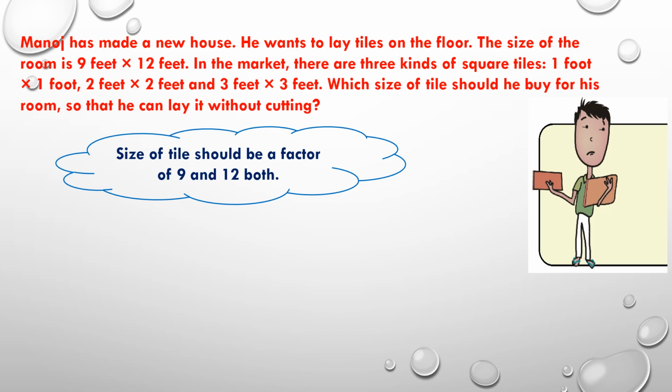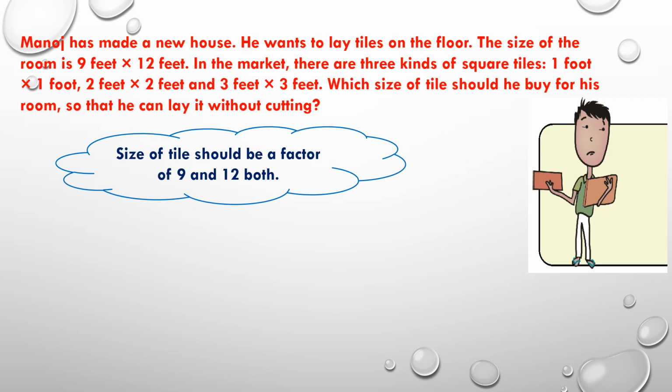As we can see, 1 is a factor of 9 and also of 12. So he can purchase the 1 foot into 1 foot tile. 2 is a factor of 12, but 2 is not a factor of 9. So he cannot purchase this tile. If he purchases it, he has to cut it, and he doesn't want to cut tiles. So the 2 feet into 2 feet tile he cannot purchase for his room.